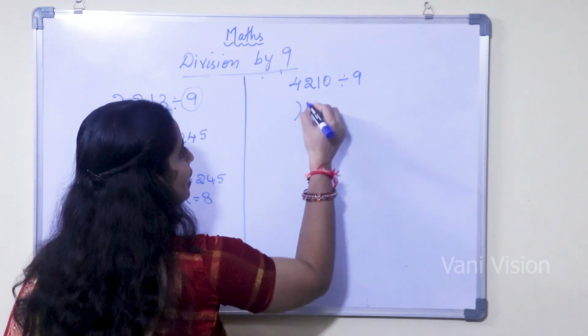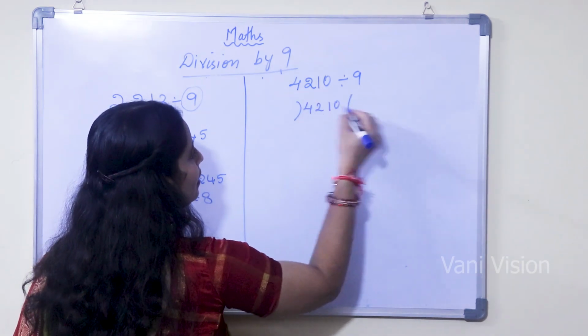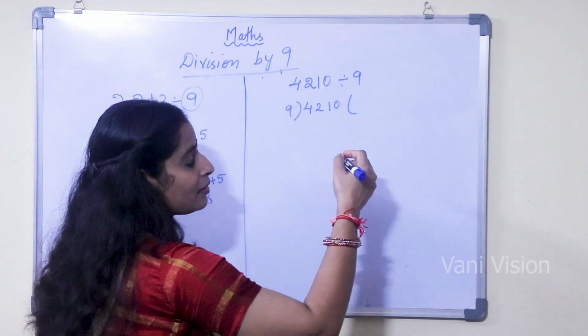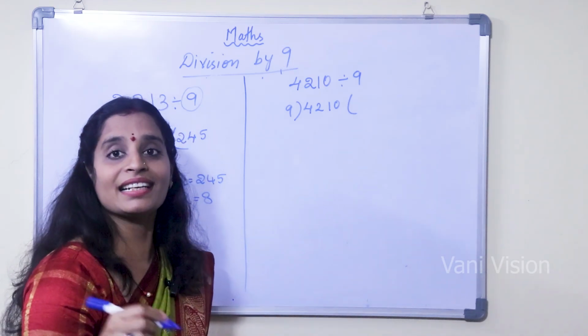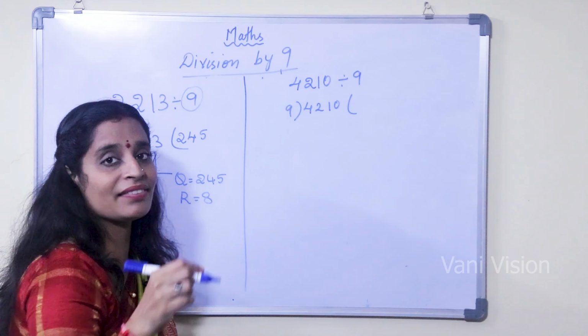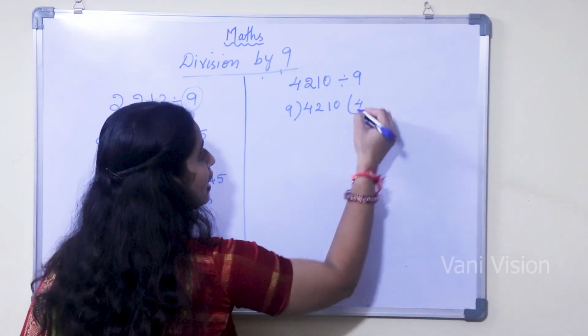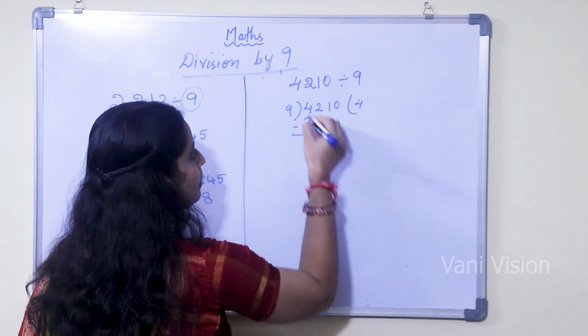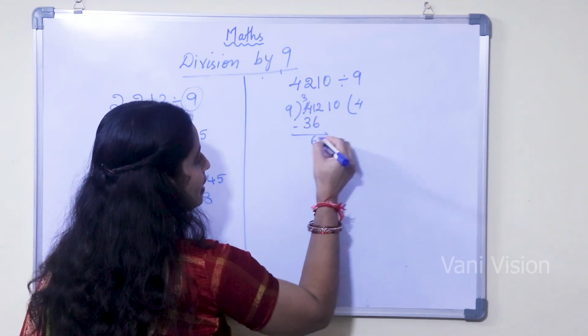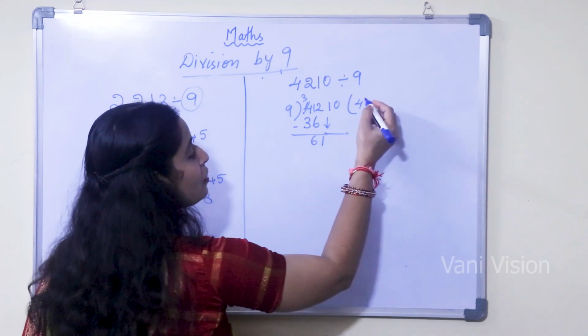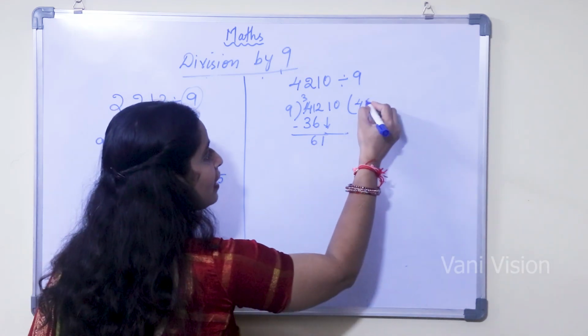Okay, now see 4210, 9. So 9 ones are 9, 9 twos are 18, 9 threes are 27, 9 fours are 36, 9 fives are 45. So 9 fours are 36. Then you subtract, 3, 1, 6. Bring this 1 down. So 9 fives are 45, 9 sixes are 54.